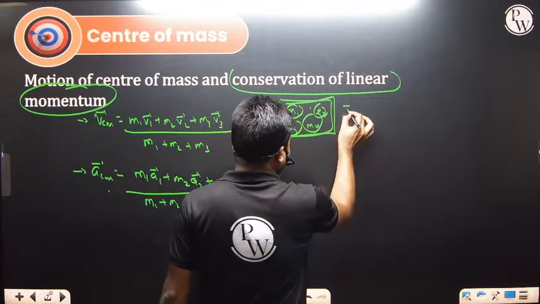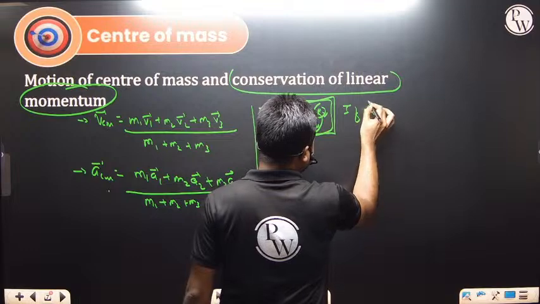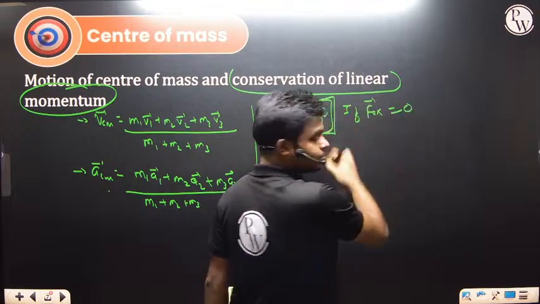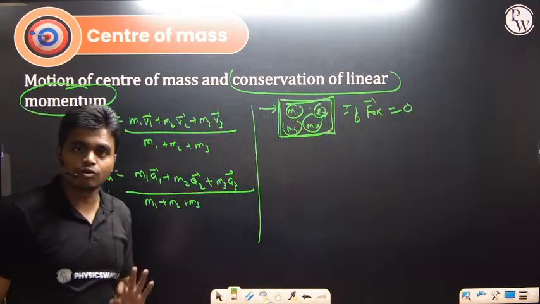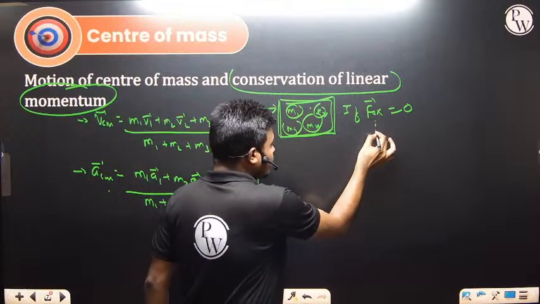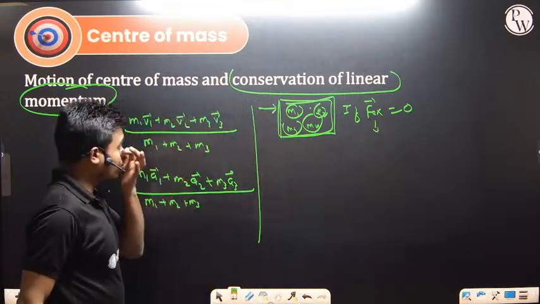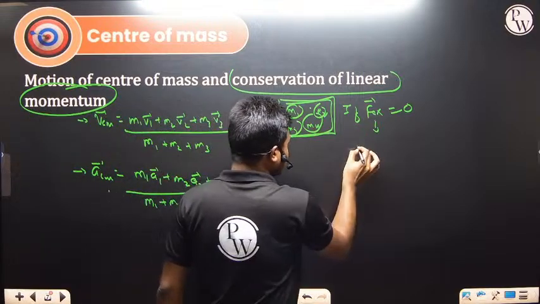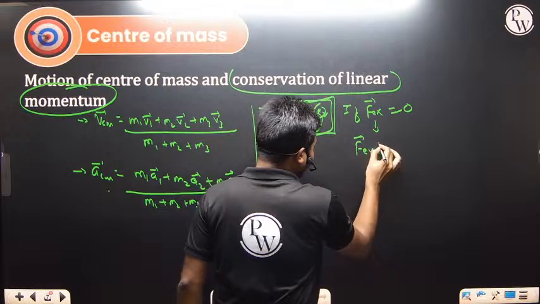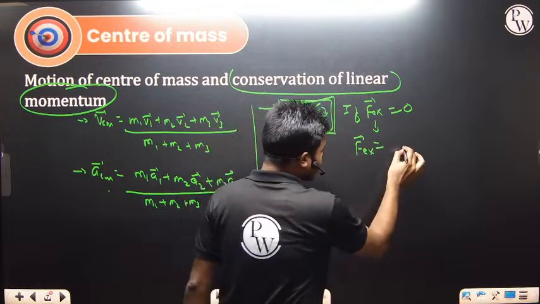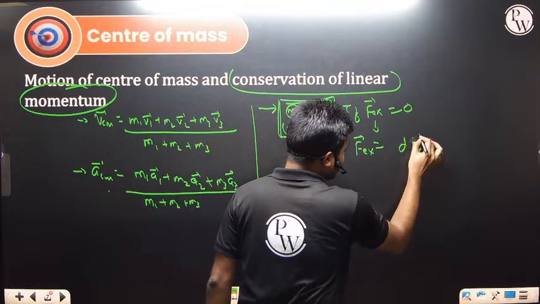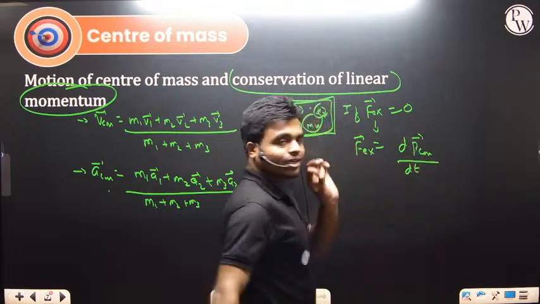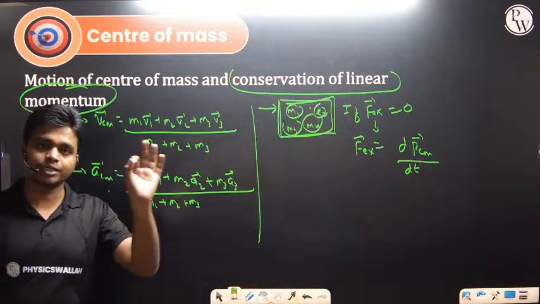So remember this, if the external force on the system is 0, then what do we define? Linear momentum of the center of mass will be constant. So what is external force? From Newton's second law, we know that F equals dp by dt. So in this case, we'll be writing dpcm divided by dt. What is pcm here? Linear momentum of center of mass.